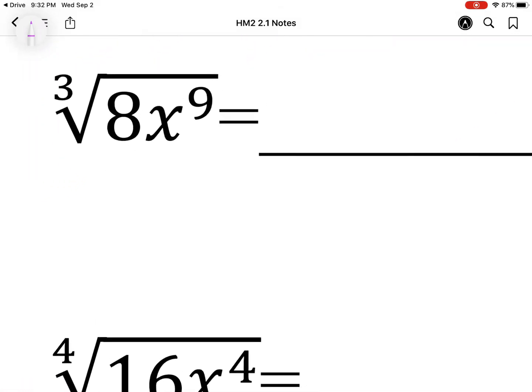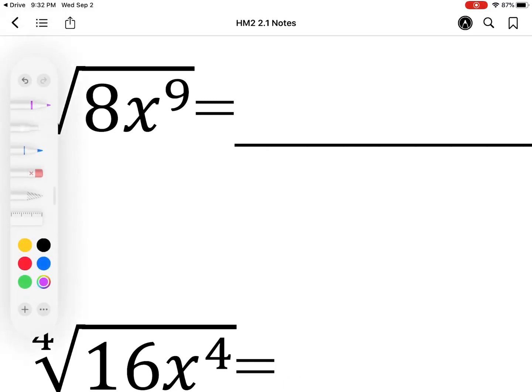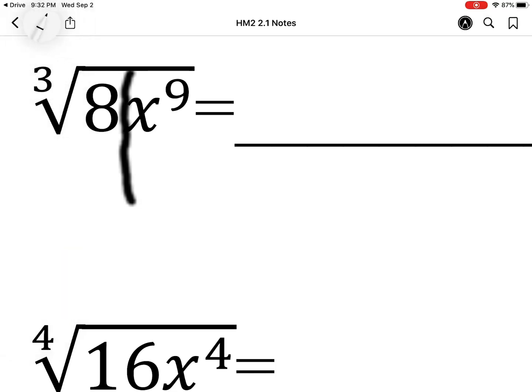Okay, I'm going to do one more that actually has numbers and variables. So we have 2 different things going on. Now I'm going to separate them.